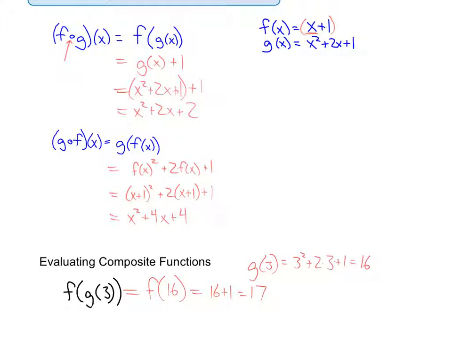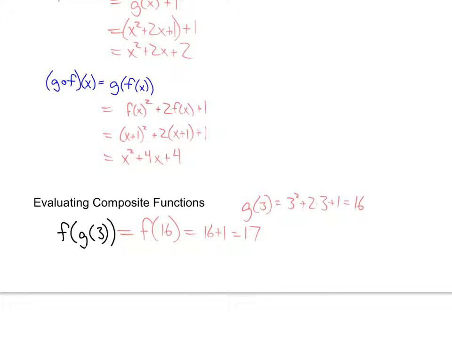The other option, since I know what f of g of x is, I could simply plug it into that right off the bat. Instead of plugging 3 into g and then plugging 16 into f, I could simply plug 3 into what we got up here. So 3 squared plus 2 times 3 plus 2, and I would again get 17.